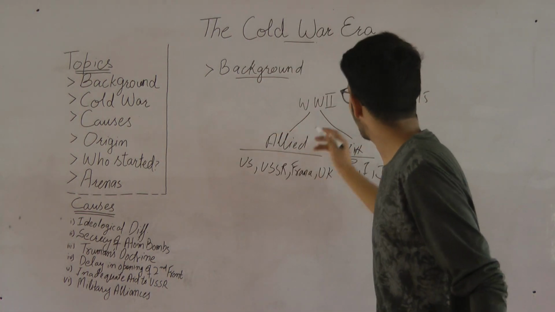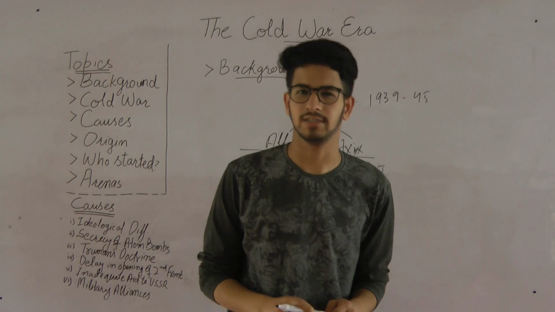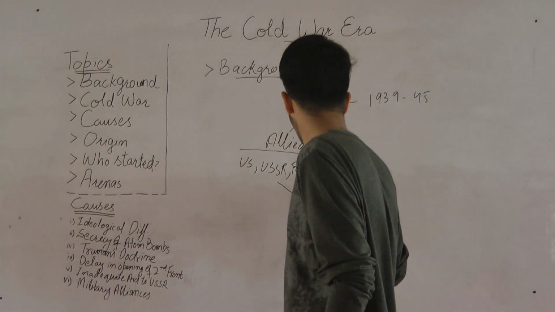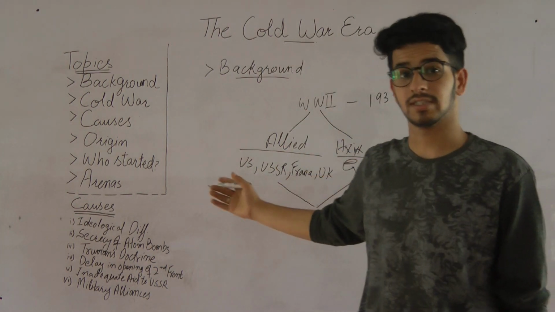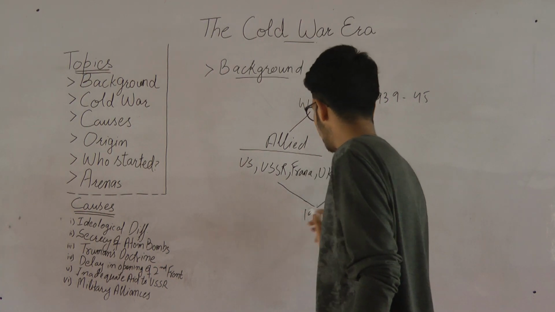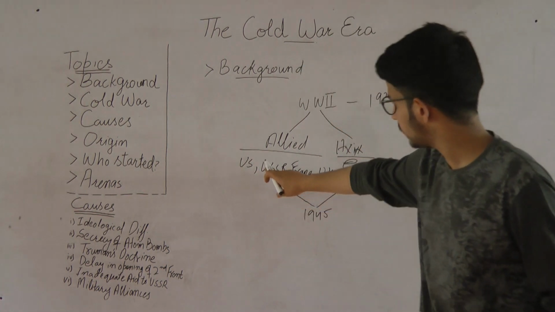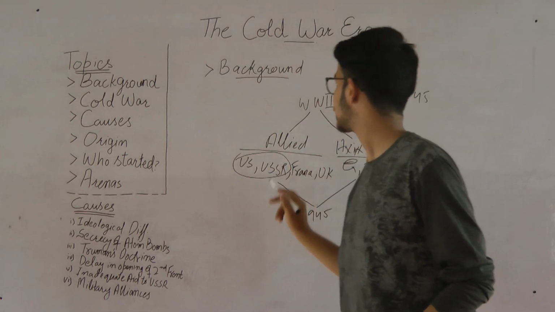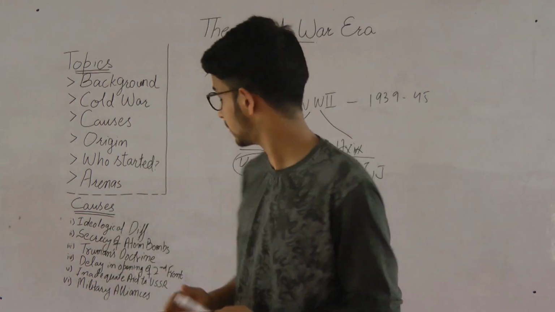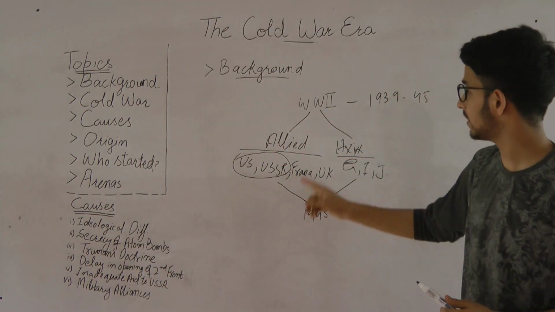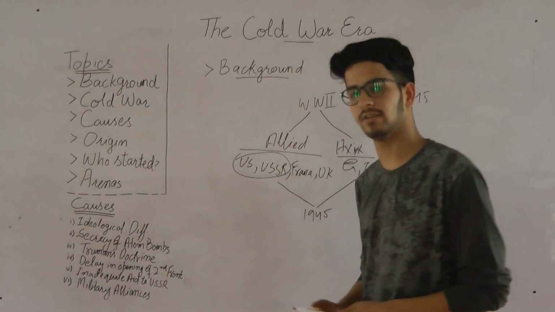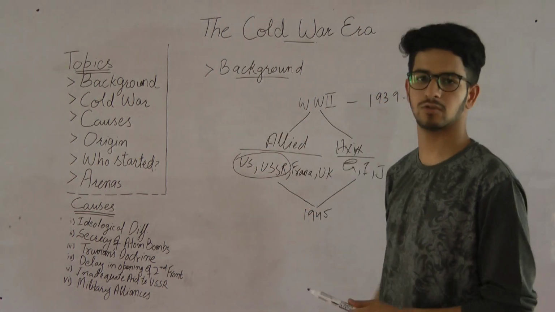When the US dropped two atom bombs on the Japanese cities of Hiroshima and Nagasaki in 1945, the war came to an end and the Allied forces came out as victors. The point you need to note here is that the US and USSR were allies during the Second World War. What made these allies turn into rivals after the end of the Second World War? This will be discussed in the causes of the Cold War.